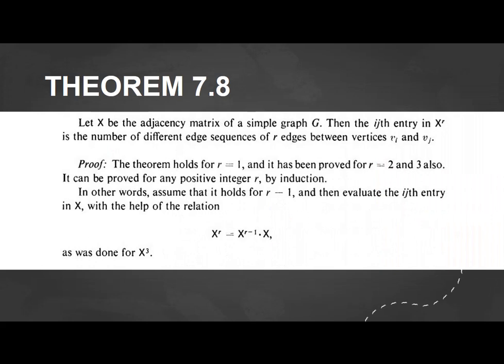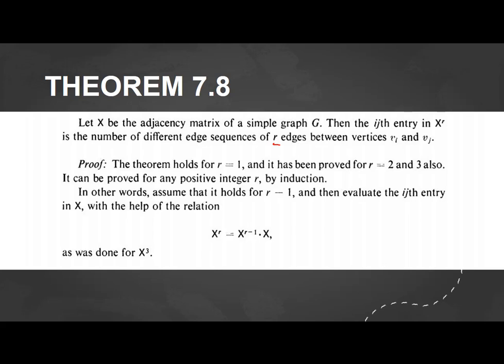Now let's see theorem 7.8. Let x be the adjacency matrix of a simple graph G, then the ijth entry in x raised to r is the number of different edge sequences of r edges between vertices vi and vj.